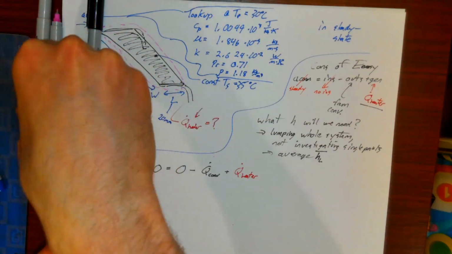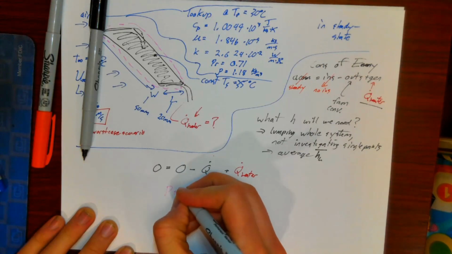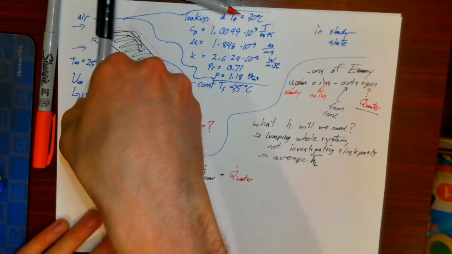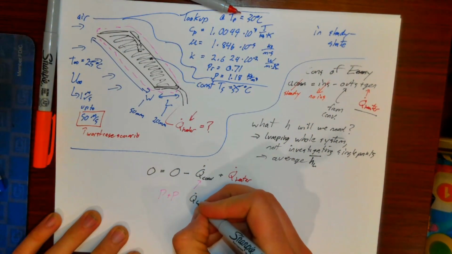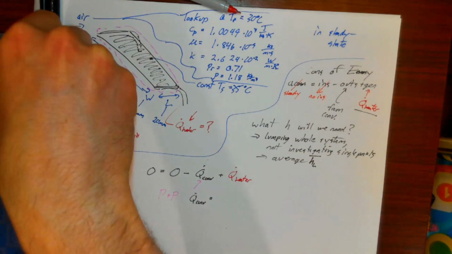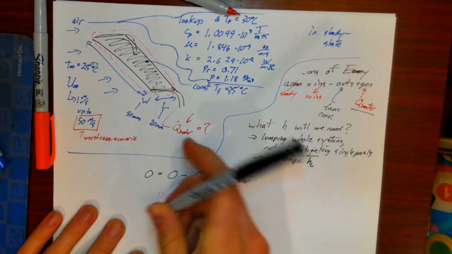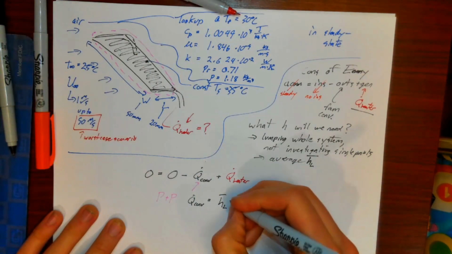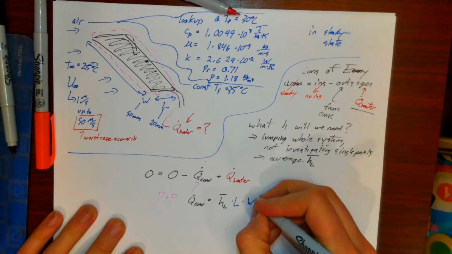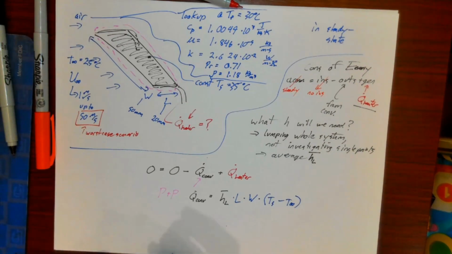All right, so take a moment now, pause and ponder. Is Q dot convection going to equal the following? Does it equal h bar sub L times L times W times Ts minus T infinity? Take a moment now, pause and ponder. Is this statement true?